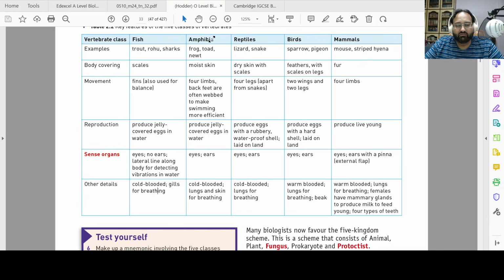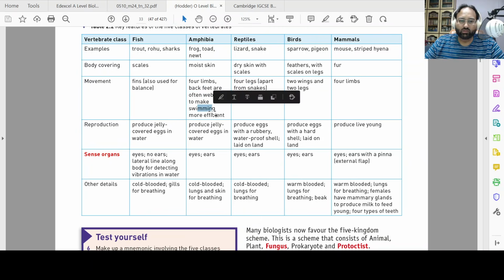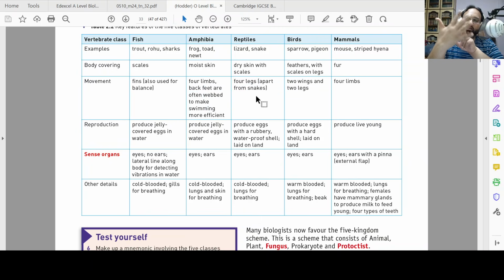Next are amphibia. So they include frogs, toads, newts. They have moist skin. They have 4 limbs. The back feet are often webbed to make swimming more efficient. Right, so they've got webbing between their feet, skin between what you would assume to be their fingers. Like you've seen duck feet. Or if you've seen frog feet, then obviously that works as well.